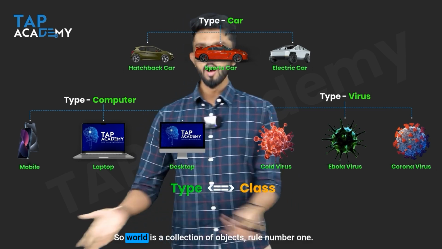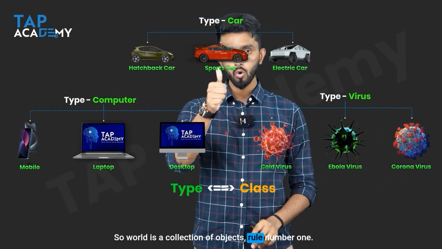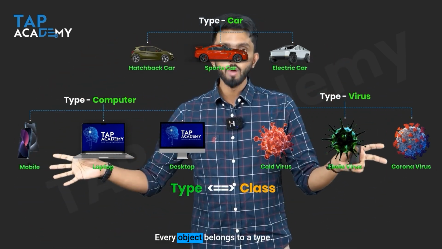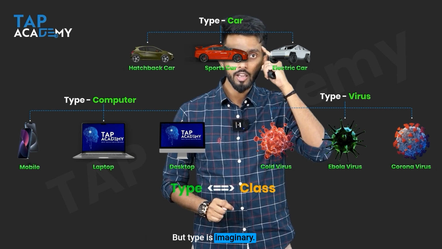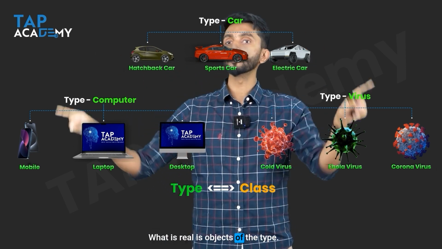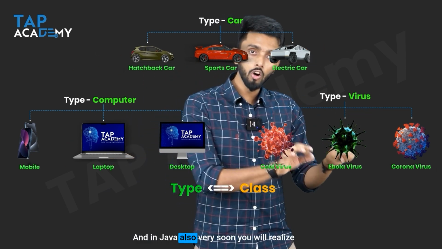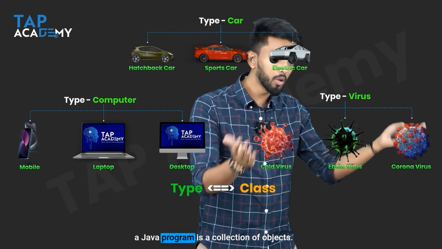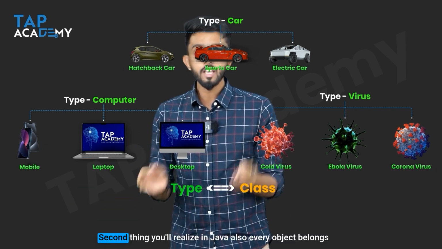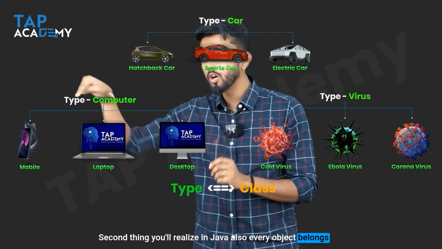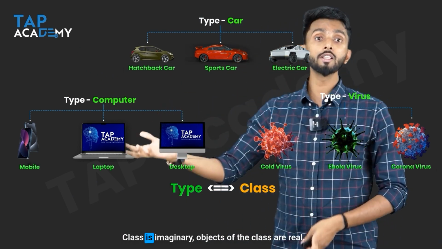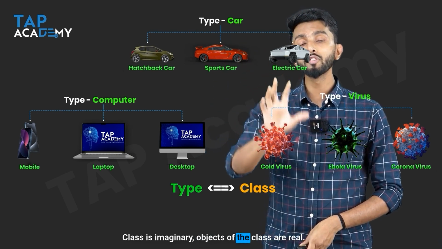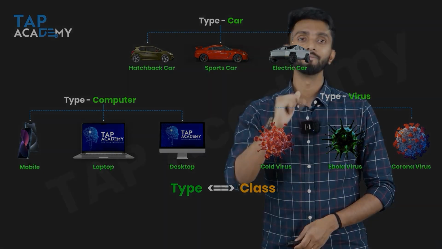So, world is a collection of objects. Rule number 1. Every object belongs to a type, but type is imaginary. What is real is objects of the type. And in Java also very soon you will realize a Java program is a collection of objects. Second thing you will realize, in Java also every object belongs to a type, but we will not call it as type, we will call it as class. Class is imaginary, objects of the class are real.